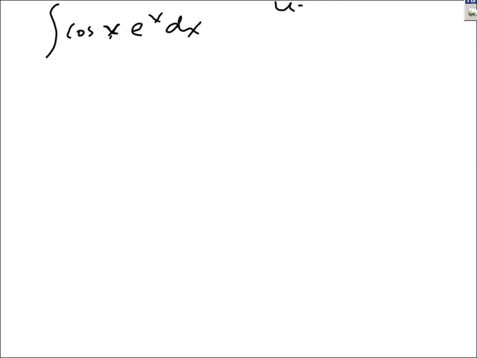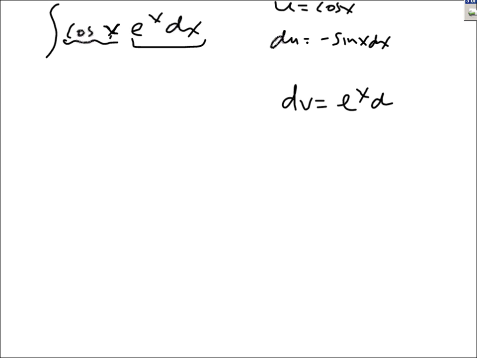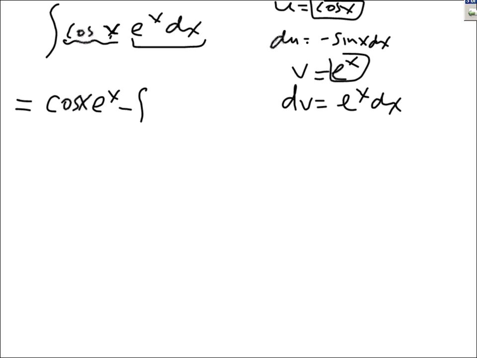Well, I'll let u be cosine x. So then du will be negative sine x dx. And if this is u, then that's dv. So dv is e to the x dx. Integrating both sides, I get v on one side and e to the x on the other side. Okay, so this integral on top is u times v, that is cosine x times e to the x, minus the integral of v du.